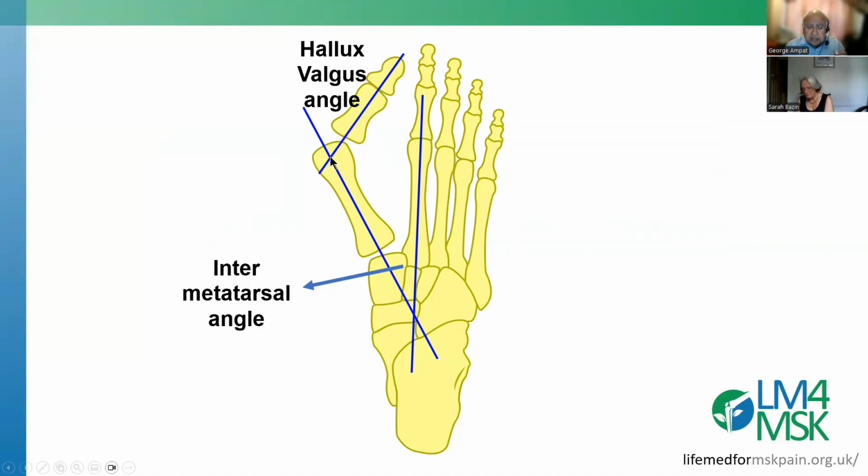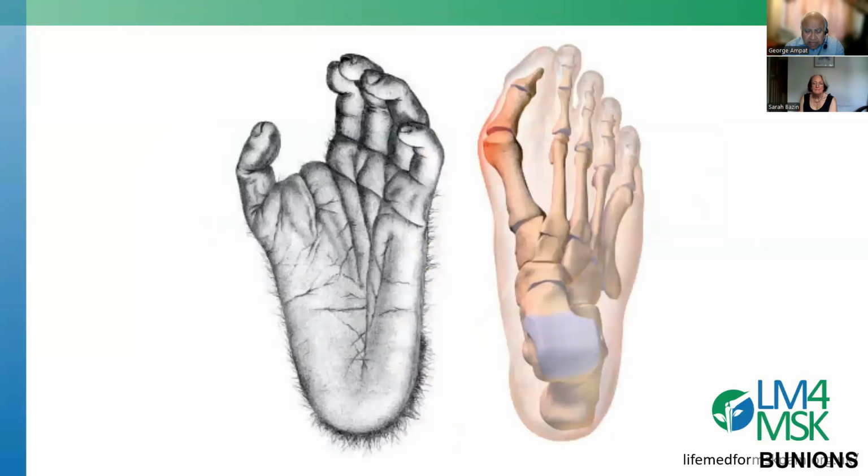But the important thing about why this happens is that we have to look at evolution. We were apes, and when we were apes, we were on the trees. And when we were on the trees, our legs or feet were like this.